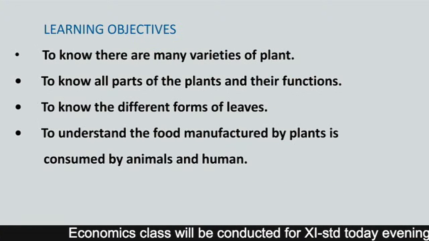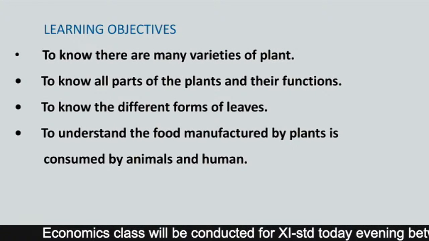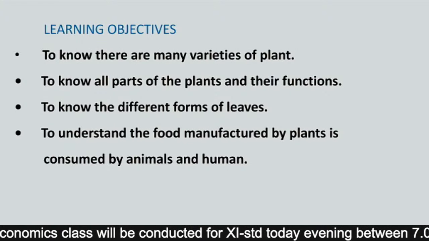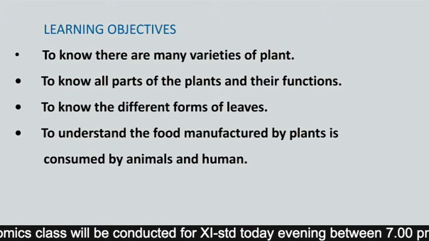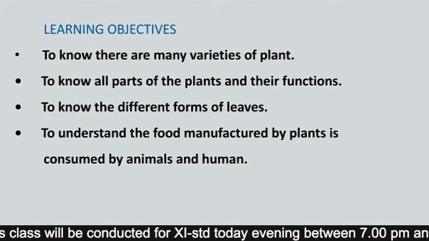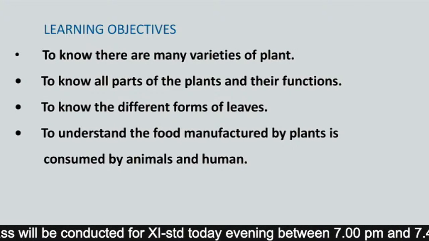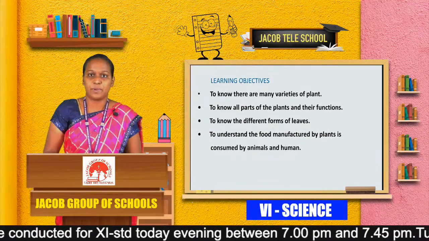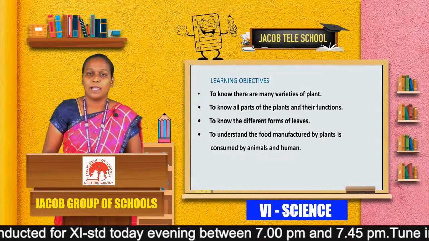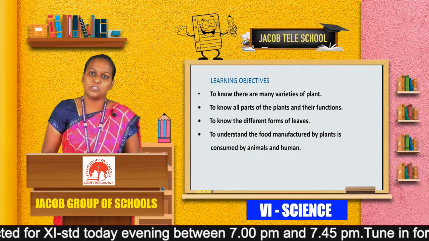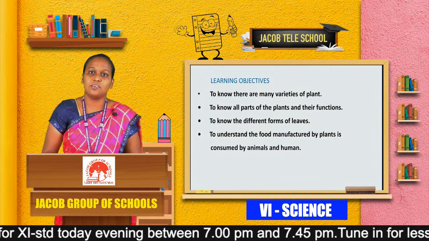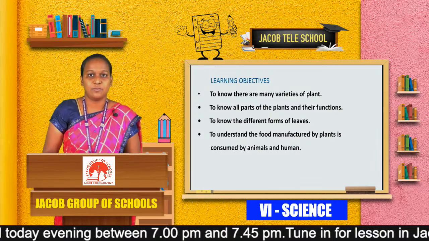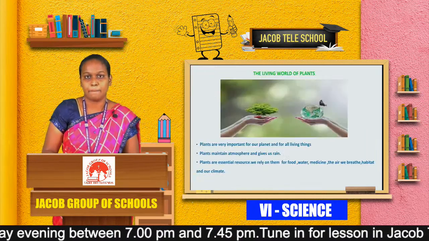Now, we will come to the lesson. I told you about what biology is; you should know that. Next, we will move on to the lesson's learning objectives. What are we going to learn in this lesson? To know there are many varieties of plants, to know all parts of the plant and their functions, to know the different forms of leaves, and to understand that the food manufactured by the plants is consumed by animals and humans.